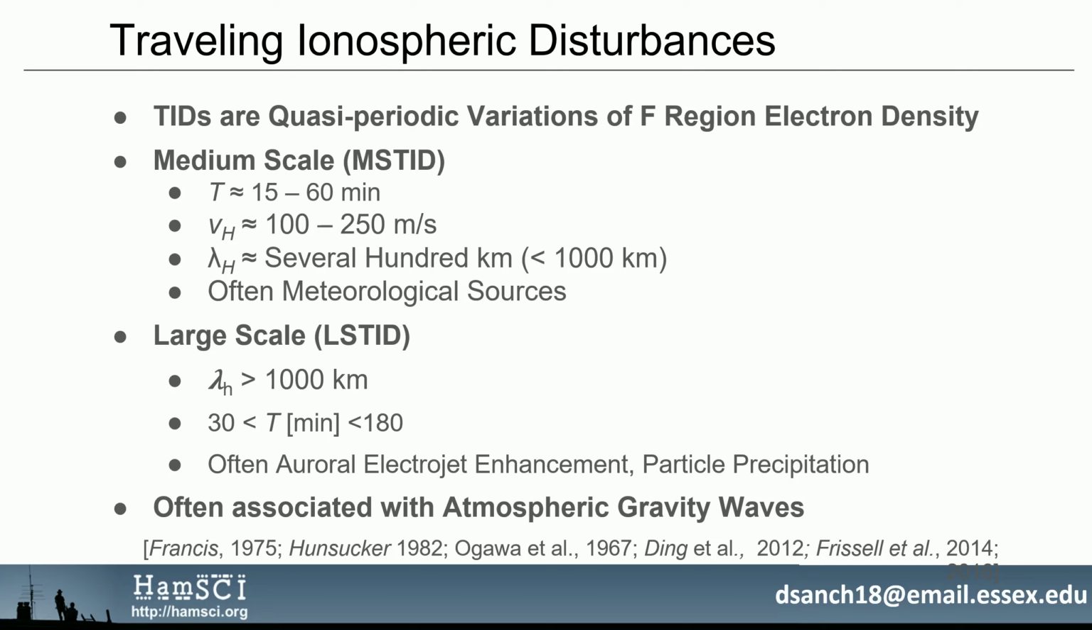Traveling ionospheric disturbances are quasi-periodic variations of F-region electron density that are often associated with atmospheric gravity waves. Large-scale TIDs typically have wavelengths of over 1,000 kilometers and a periodicity of between 30 to 180 minutes, and are often caused by auroral electrojet enhancement and particle precipitation.